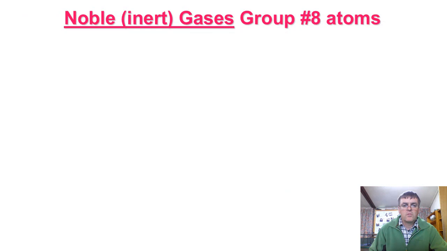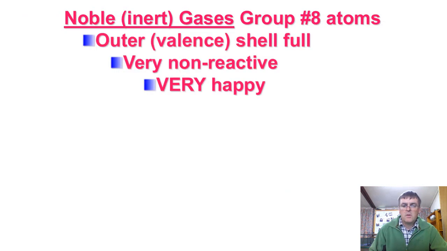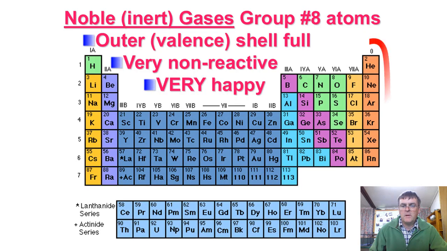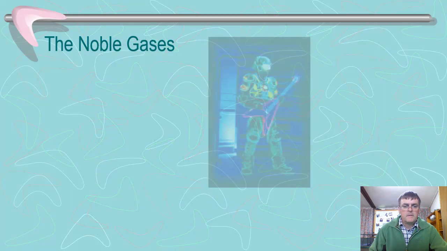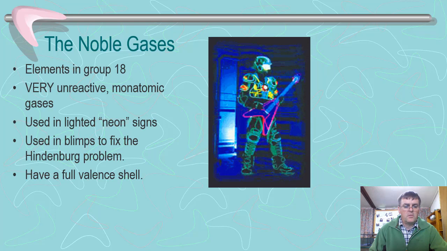And then we've got what's called the noble gases at the very right hand side of the table. Their outside shell is full. They're very non-reactive, they're very happy because they're electrically neutral and their outer shell is full up. And that's them over there. That's the noble gases. We get to use those in lights. They use them in balloons to make them float. They've got a full valence shell and are very unreactive because of that.